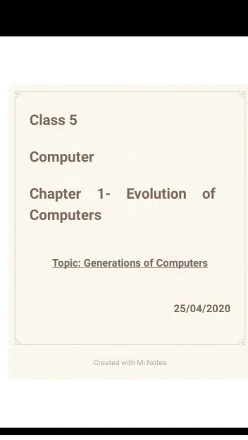Computer Chapter 1 Evolution of Computers. Topic: Generations of Computers.